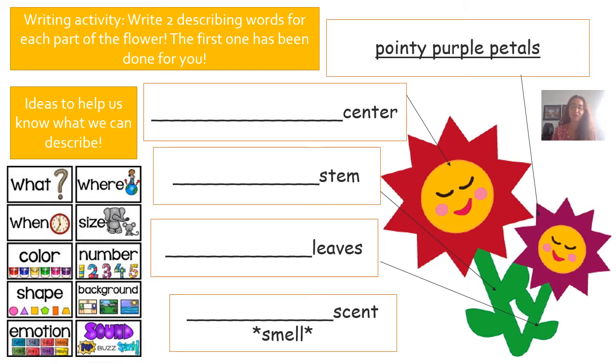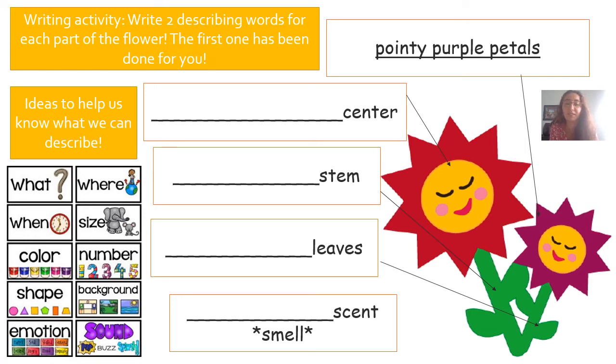The first part I've described is the petals. The petals I've said are pointy and purple. Okay, so the next thing you will be describing is the center of the flower. You might use words that describe the shape of the center, the color, the size, whatever works for you.